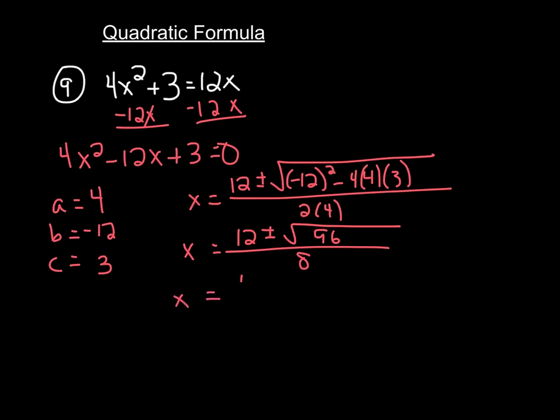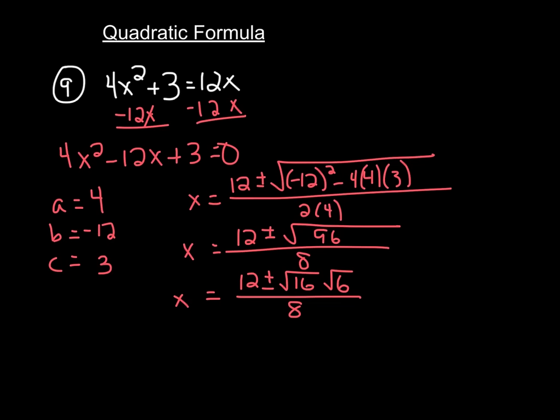All right, so now let's just break up the radical 96. So two numbers that multiply to 96, where one of them is a perfect square, is 16 and 6. So I'm going to break this up into radical 16 and radical 6. And remember, you always put your perfect square radical first, and then whatever's left over under the second radical.